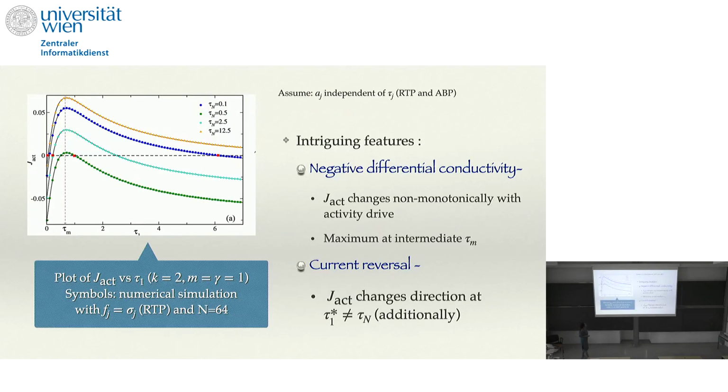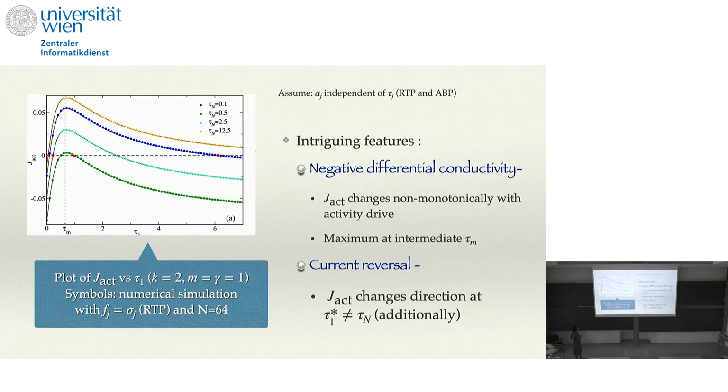So it turns out that this current actually shows certain intriguing features. Here is a plot of the current as a function of the left reservoir activity, tau1, while we keep the other, tau n, fixed, for different values of tau n. The symbols are simulations with RTP dynamics actually, although the result will not depend on what specific dynamics we take. But here is a plot showing this.